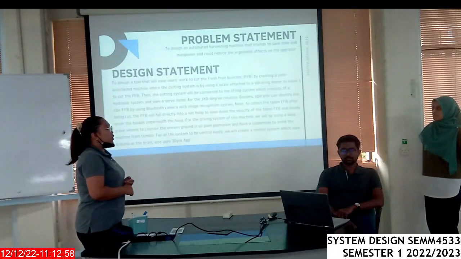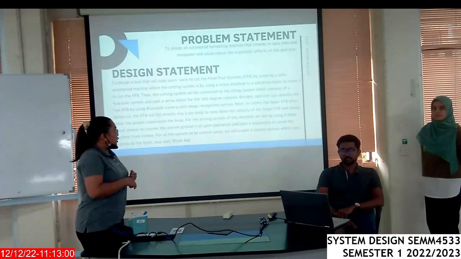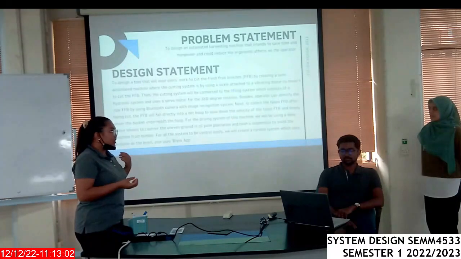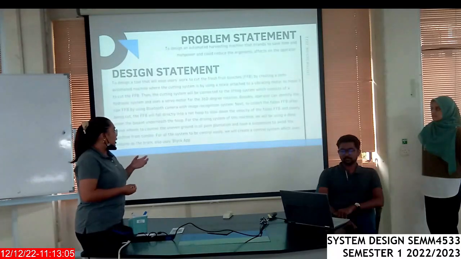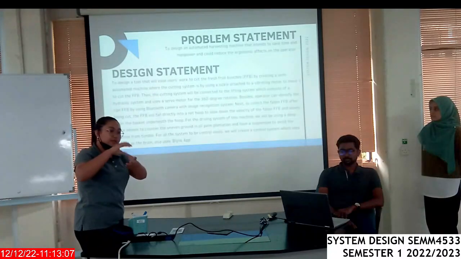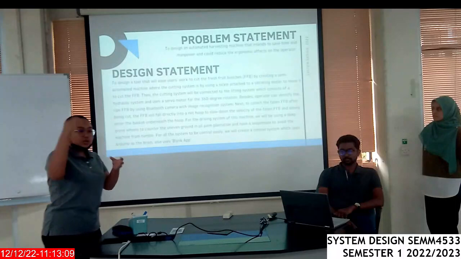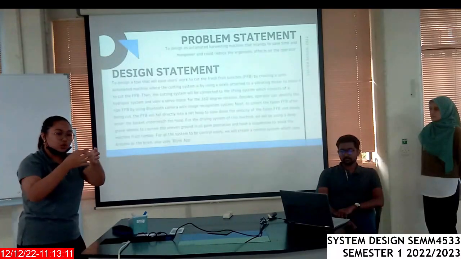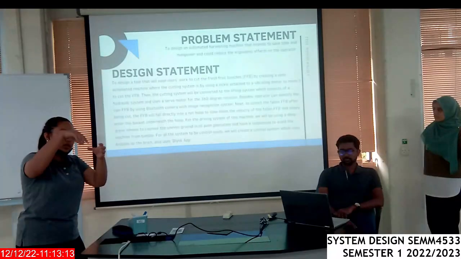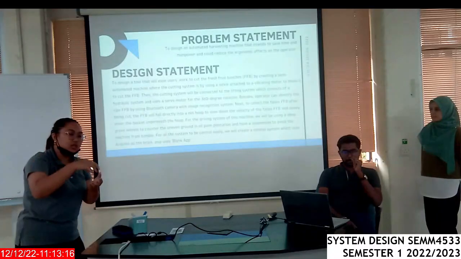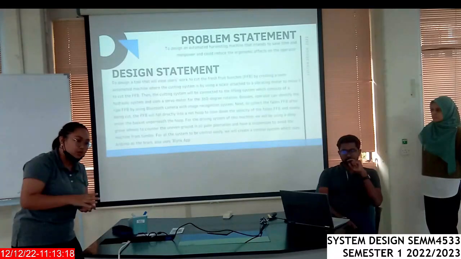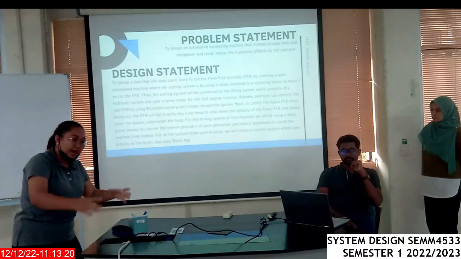Next, for our collecting system, we will design a system where the fallen FFB, after it is cut, will fall first into our hook with a net, so that the velocity of the fallen FFB will be reduced. Then it will fall into the bucket below.